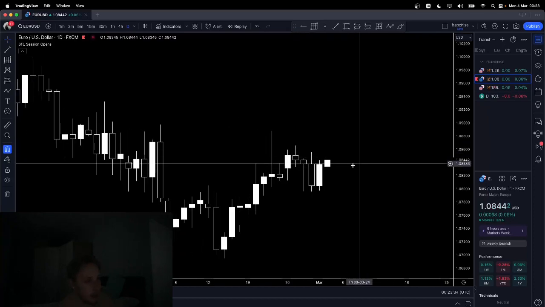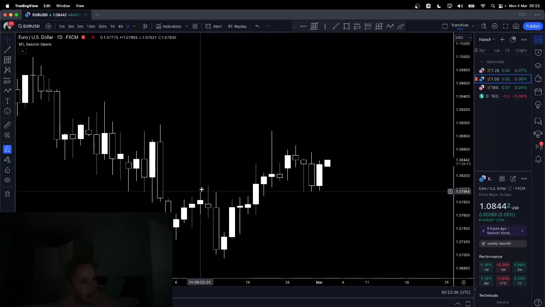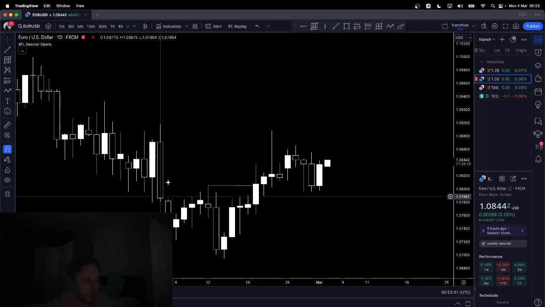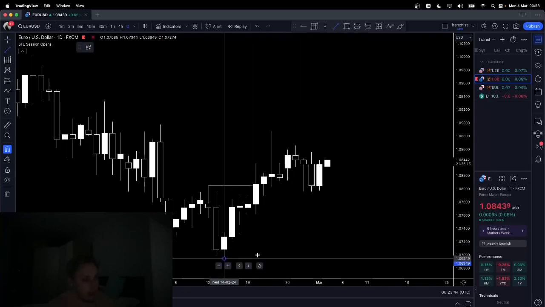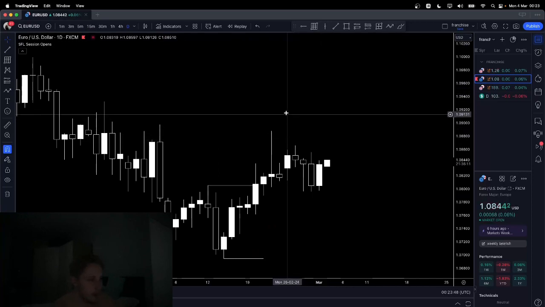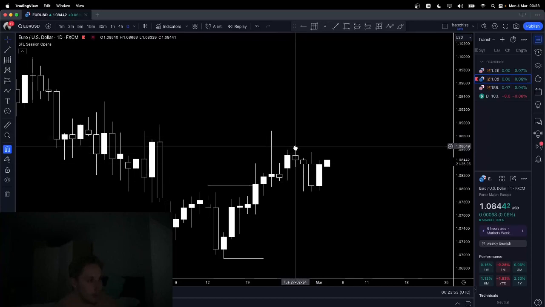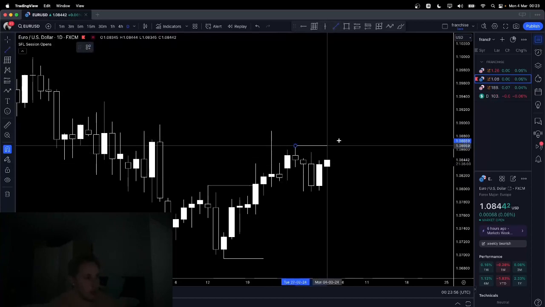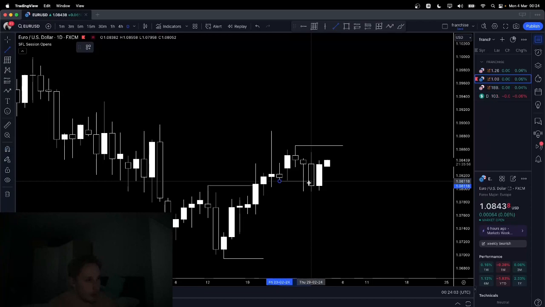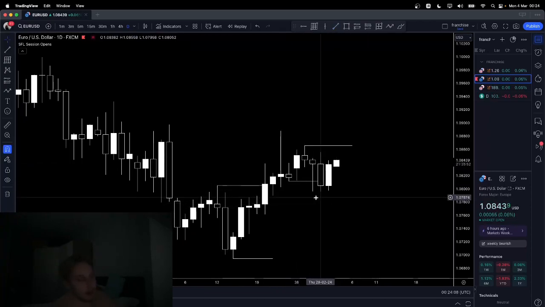Daily is bullish. Why? It's got to move up and a move down. That's our high. Move down, move up. That's our low. We broke this high, meaning we're bullish on the daily time frame. And then we move up, move down, new high. But this one, move down, and then move up. This is our low. So now we're bearish on the daily time frame.